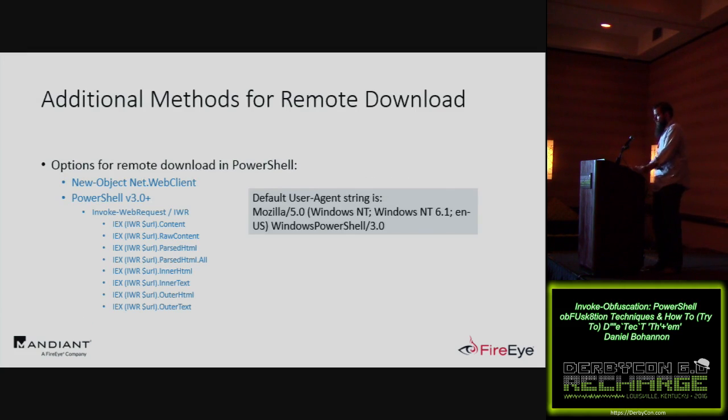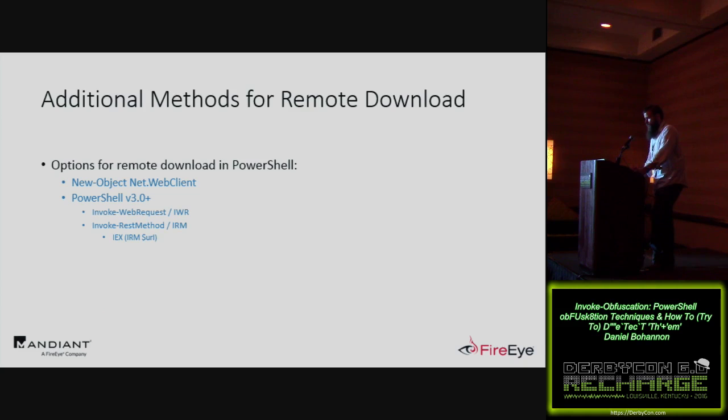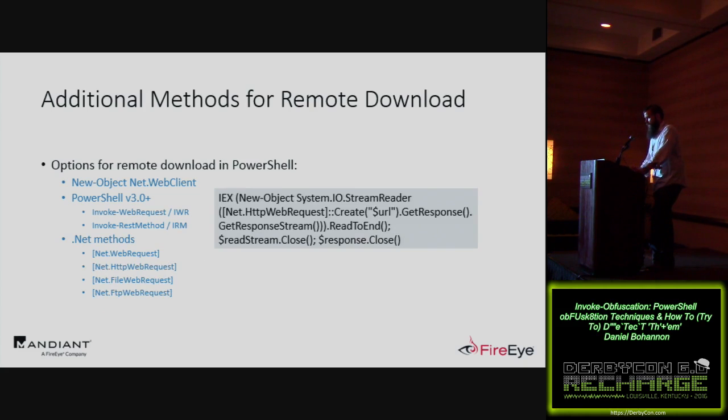If you have PowerShell 3 or later, you have invoke web request. You also have invoke REST method. With .NET, you have these four, and again, system.redundant. So let's go ahead and pull that out. There you go. Here's an example of doing that. Basically, when you use the .NET method, you have to get the response stream, get the response, close it, and then invoke it.